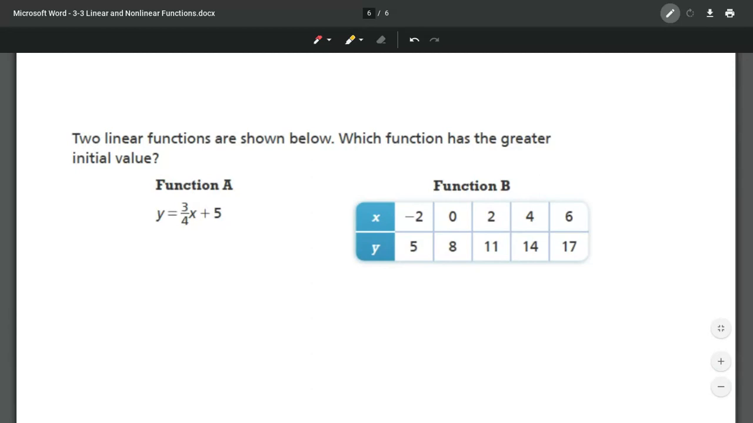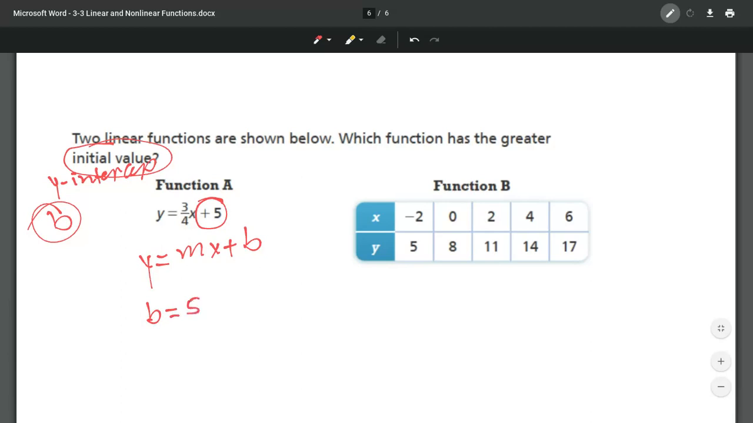2 linear functions are shown. Which function has a greater initial value? All right, so if they're talking about the initial value, they are talking about the y-intercept. Y-intercept. Okay? They are talking about that b. And remember, for the equation in the form of y equals mx plus b, b is this 5 right there. So initial value, b, is 5.